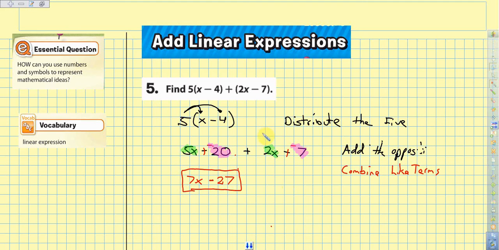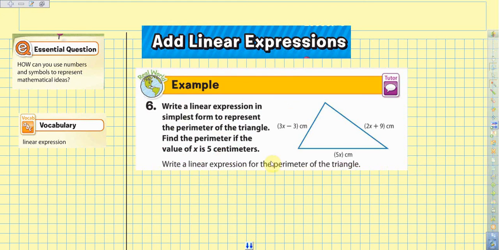So, a couple of things that we need to look at. One is, don't forget the distribution of 5. It's the distributive property. And we also have some negatives in here where we have to add the opposite. So now we're going to take all of this and place this into a word problem. It says, write a linear expression in simplest form to represent the perimeter of the triangle. Find the perimeter if the value of x is 5 centimeters.